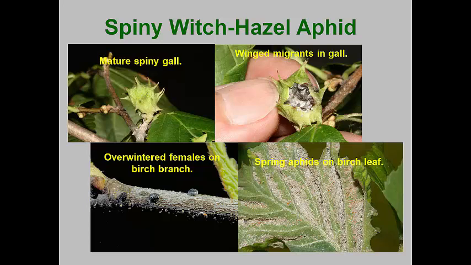The spring nymphs mature quickly and also give live birth to more aphids. By June, the aphids within the birch leaf pseudogalls give birth to winged sexuals, and these fly back to witch hazel leaves to mate. After mating, the females lay eggs at the bases of flower buds, but these eggs don't hatch until the following spring.